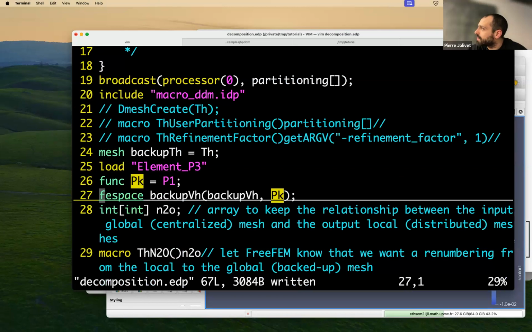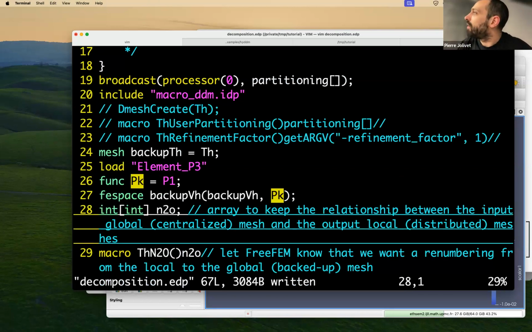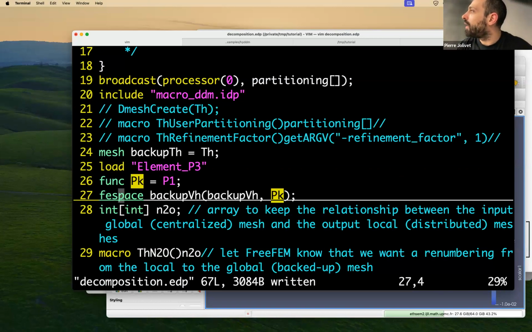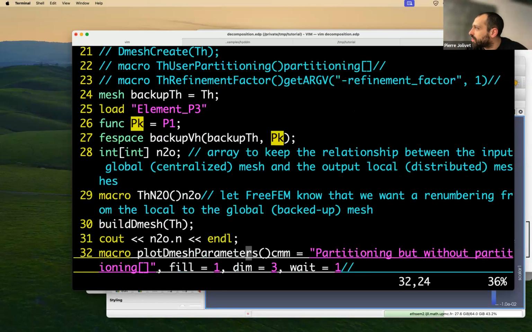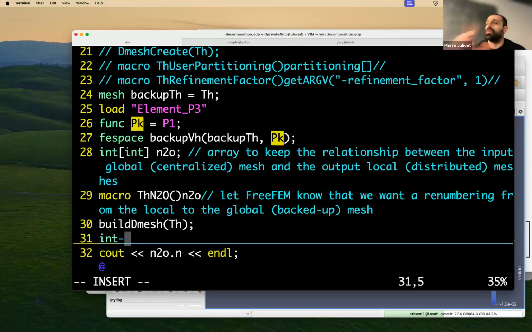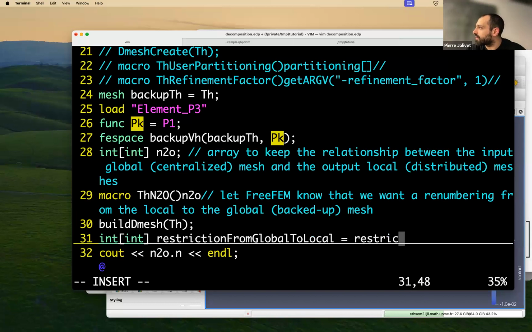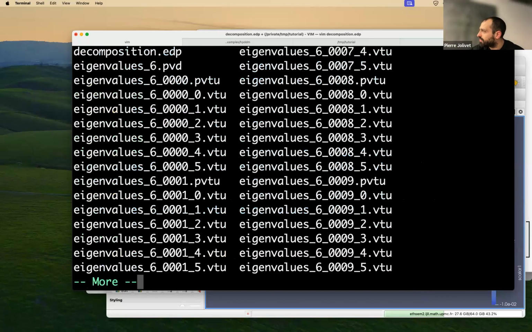Backup TH. Ah, yes, thank you. Okay, and so after the domain decomposition, I can do exactly the same as in the previous script, and I can define an array which will be a restriction from the global backup TH to the distributed local TH. So restriction from global to local equal restrict.